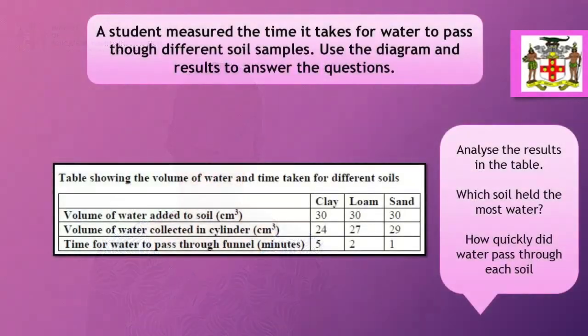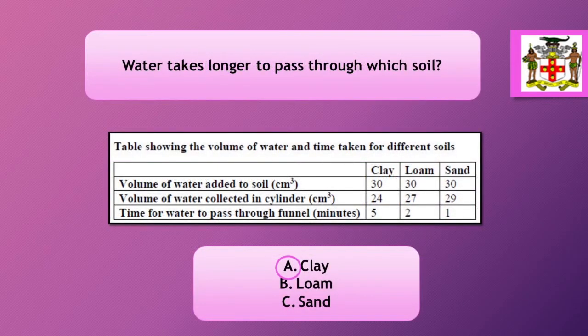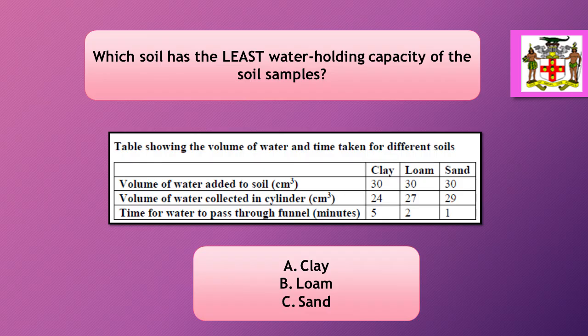So again, looking at the table, we're asked, water takes longer to pass through which soil? Look at the table. Look at the time it takes for the water to pass through. Which soil did the water take the longest time to pass through? So for clay, that was 5, loam was 2, and sand was 1. So the answer is definitely the clay soil. We want to look at one more question using this information.